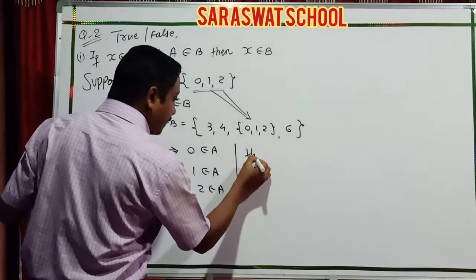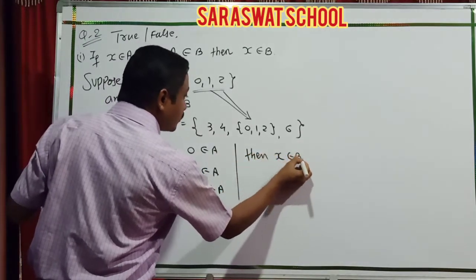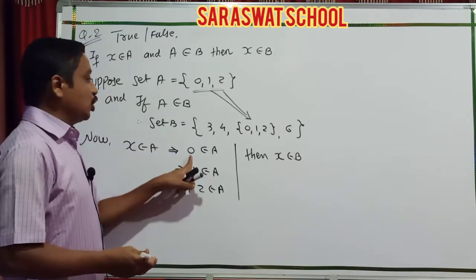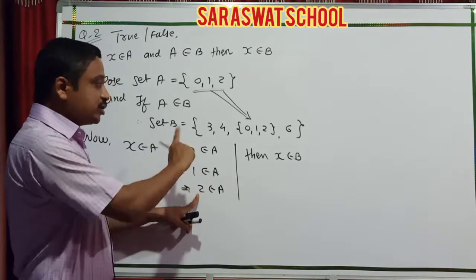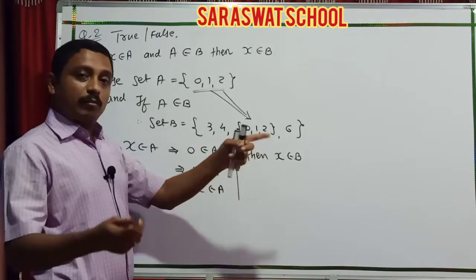Then what do you check? X belongs to B? No. This X is 0, not a member of B. 1 is not a member of B. 2 is not a member of B. 0, 1, 2 are not members of B.